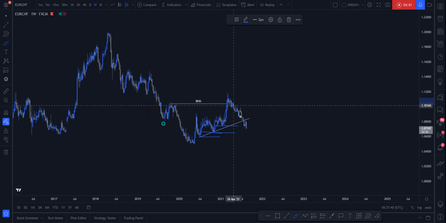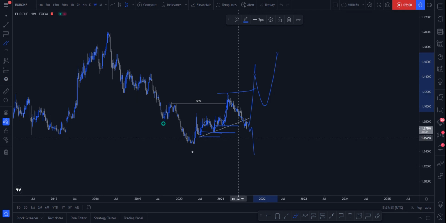And now we can call this a break and retest, and now we are pushing to the downside on the weekly time frame. But we do want to see price giving us a little bit of a small pullback on the lower time frame before we shoot back, probably breaking structures, and then we move to the upside.